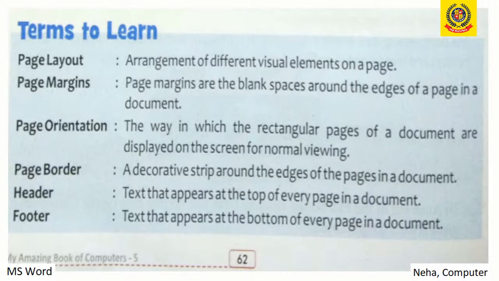Arrangement of different visual elements on a page. That means the different visual elements can be placed according to the document where that particular element is to be fitted on that page. Next is page margins. These are the blank spaces around the edges of a page in a document.